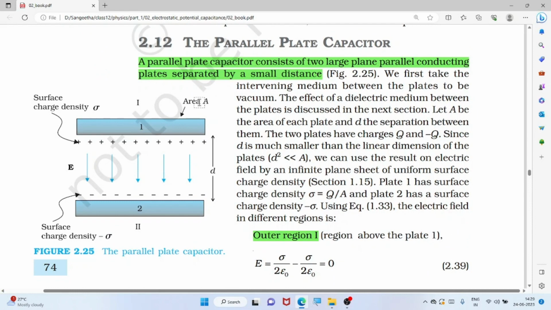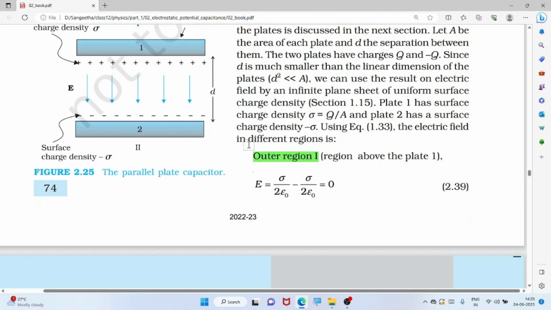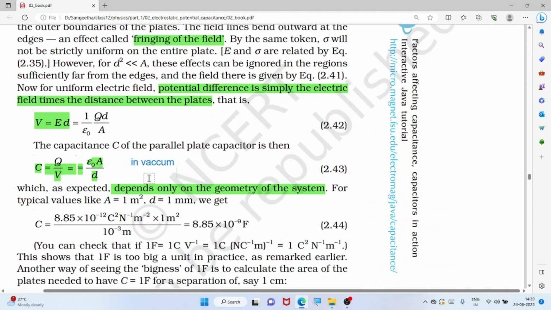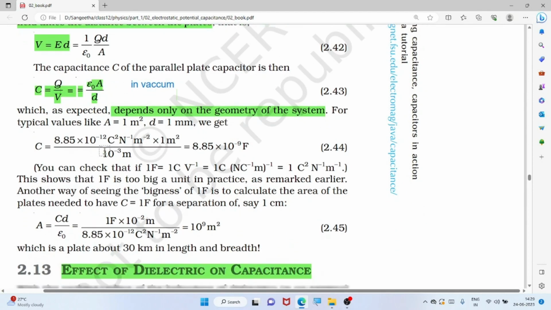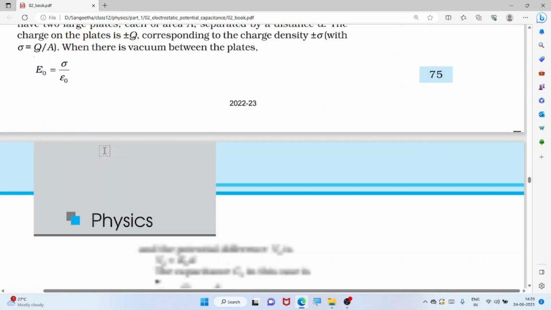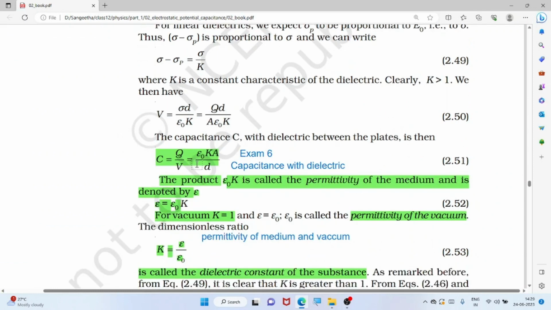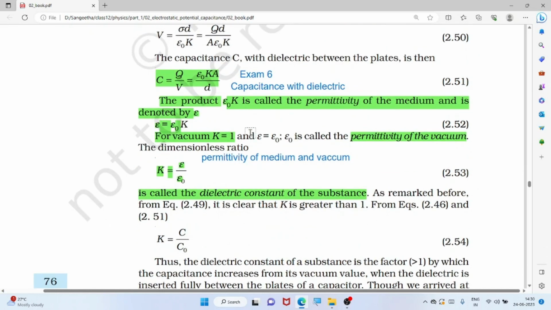Parallel plate capacitors. So in the vacuum, this is the capacitance: area of cross section divided by the distance. This is the permittivity of free space. When you insert a dielectric material, then capacitance changes, with the dielectric constant K. Introduction of the dielectric constant K, where epsilon is the permittivity of the medium. So this is the permittivity of the vacuum.